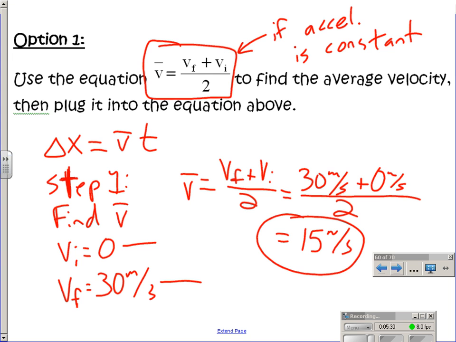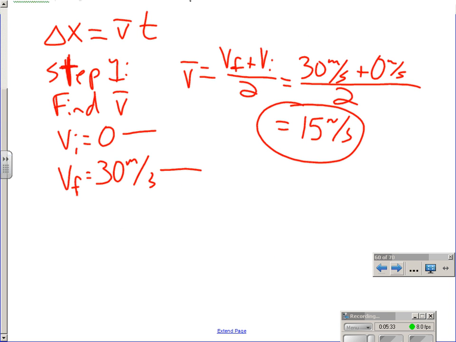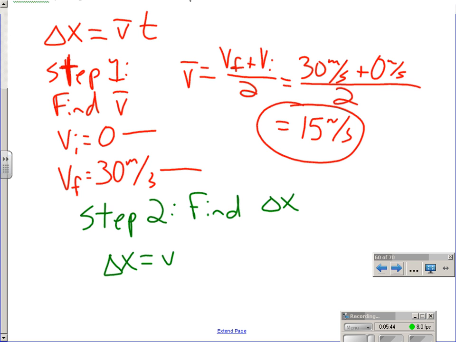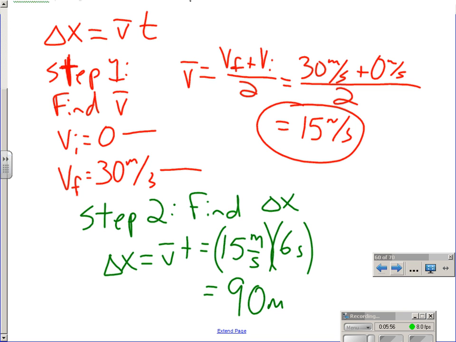Okay? So now that we know that, now we can do our step 2, which is to find the displacement. Displacement is average velocity times time. I averaged 15 meters each second for 6 seconds. So 15 times 6, grab your calculator, it turns out to be 90 meters. So that is one way to solve this problem, and I'll be honest with you, it's probably the easiest way to solve this problem.